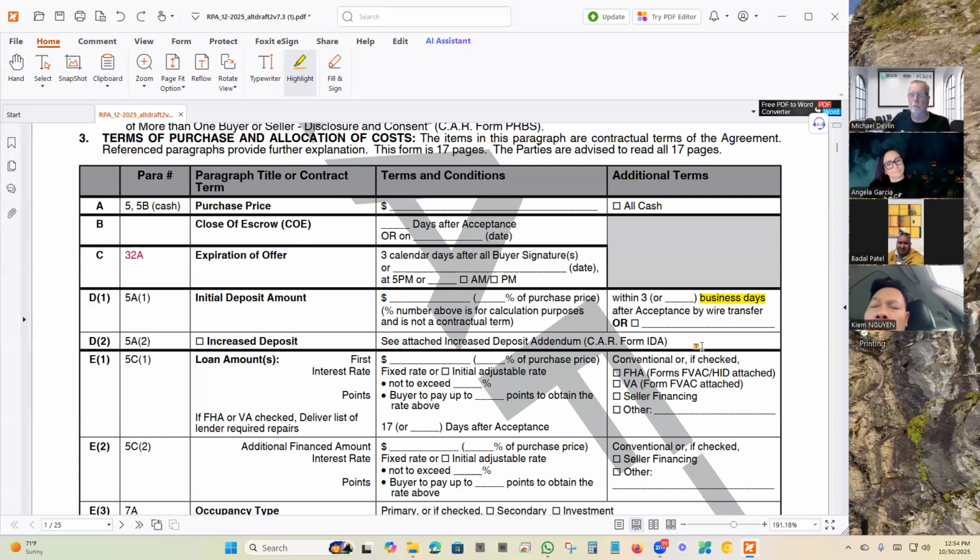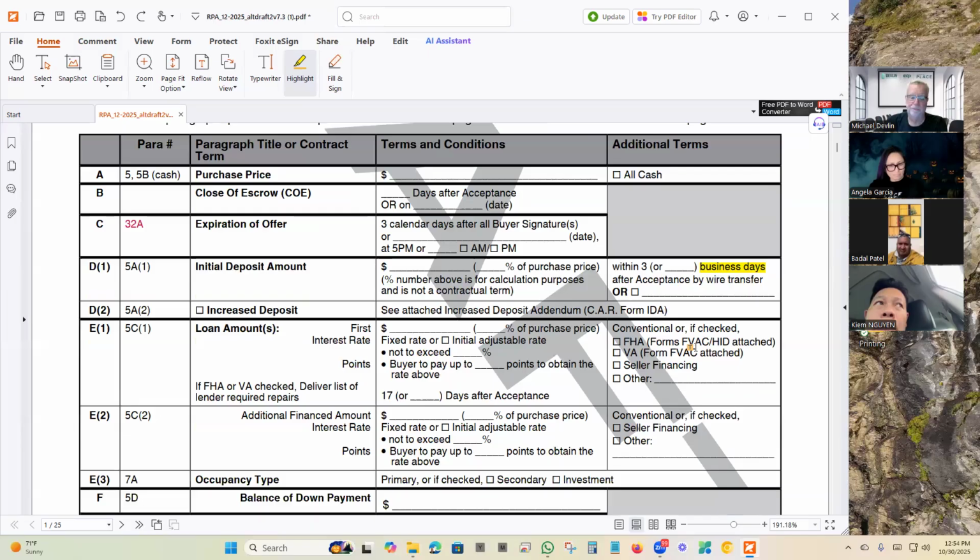Increased deposit, you're probably never going to use this. It used to be a common thing. It's still common in commercial transactions. What an increased deposit is that we would give, and in commercial we still do this, we would put maybe 1% down as an earnest money deposit, with the remainder of the deposit being increased when we removed our contingencies. That used to be a standard thing, by the way, in residential.